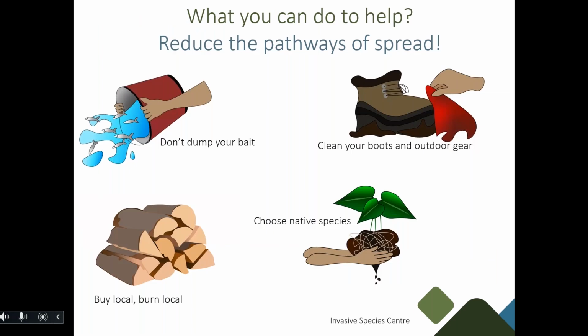There's many actions that you can take to help prevent the introduction of invasive species, and these are just a couple of them. So for example, making sure that you're not dumping your bait if you're fishing within 30 meters of the shoreline, or disposing of it properly in proper waste receptacles. Making sure you're cleaning your boots and outdoor gear every time that you're going outside and enjoying the outdoors. You don't want to be bringing potential plant seeds and pests and pathogens back with you. Buying and burning local firewood and never transporting firewood over 80 kilometers. And always making sure to choose native species to plant in your gardens.